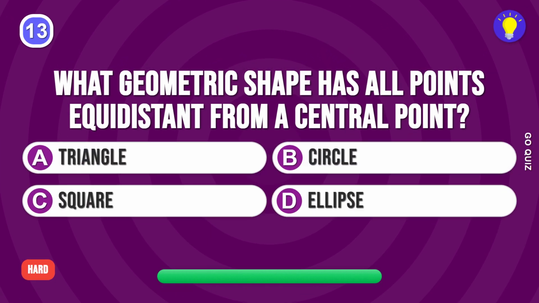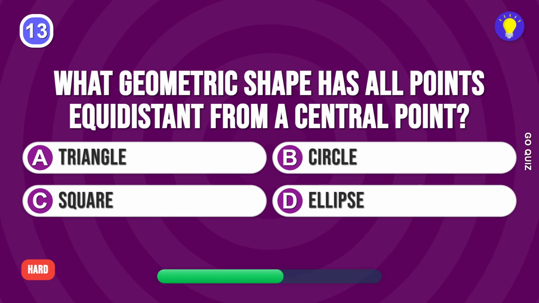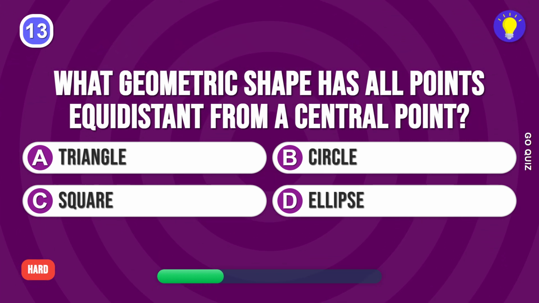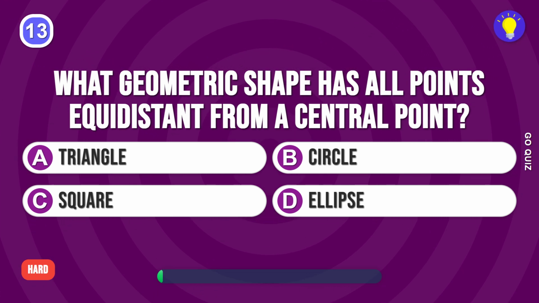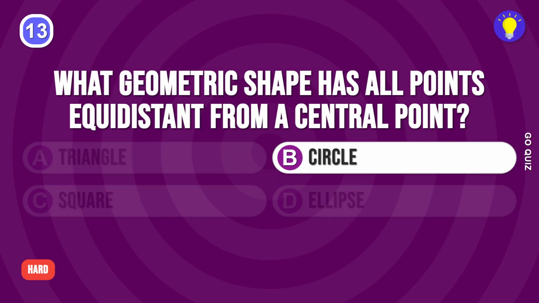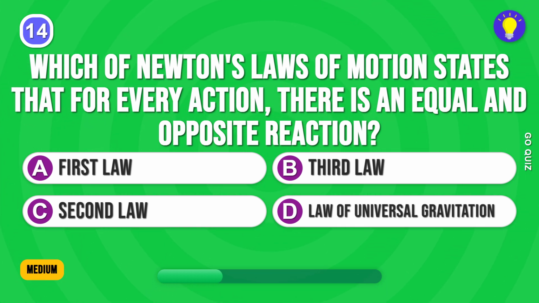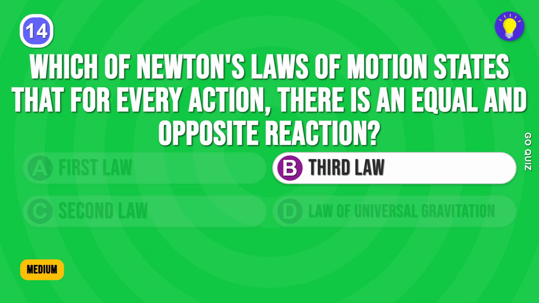What geometric shape has all points equidistant from a central point? A circle's points are equidistant from its center. Which of Newton's laws of motion states that for every action, there's an equal and opposite reaction? This is Newton's third law of motion.